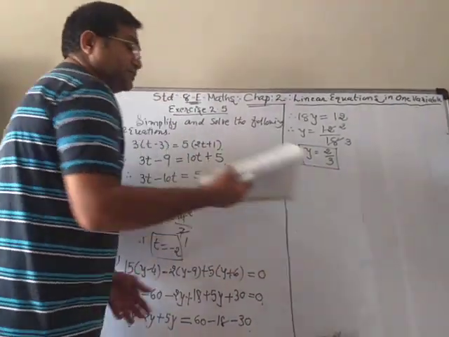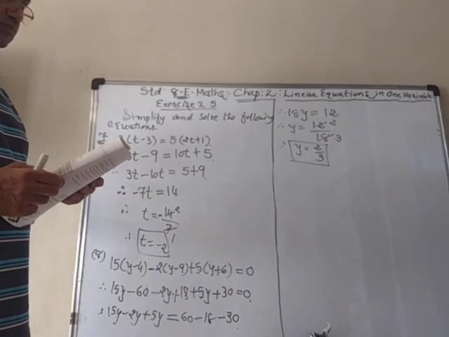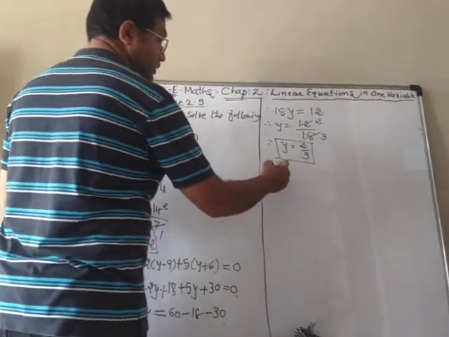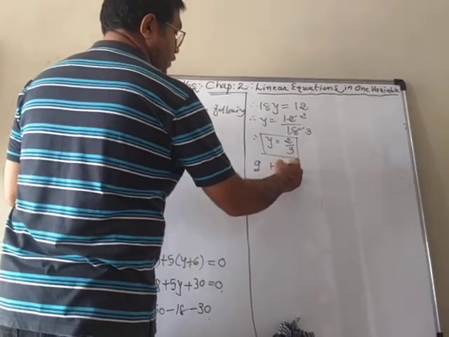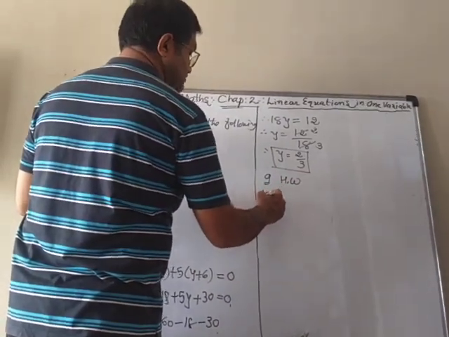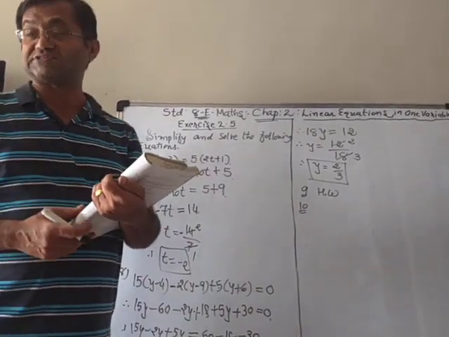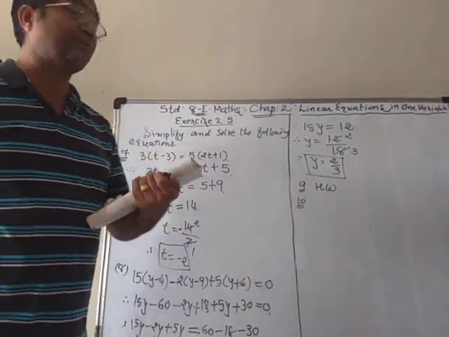Now let's take the 10th one. The 9th one you can do as homework. Now we will take the 10th one. I chose the 10th one because there is a point inside, meaning a decimal point there.